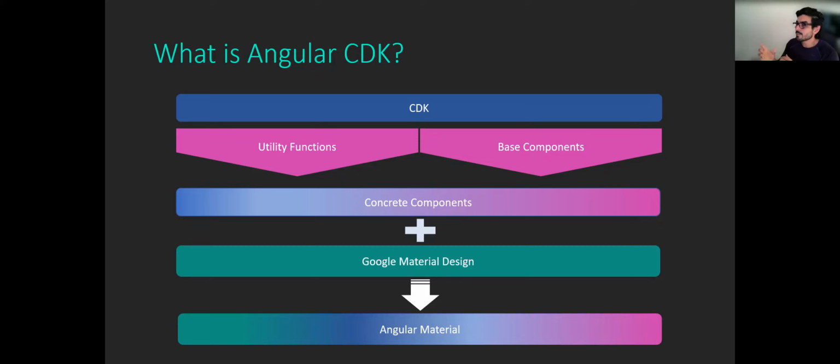It also has base components, and we'll get to see some of them. If you put those two together, you get this concrete component class. And if you add some Google Material Design to that, you get a mix of a little bit of everything. That's what Angular Material is, right? The utilities with the concrete components and some material design. And that's what you get: the Angular Material component.